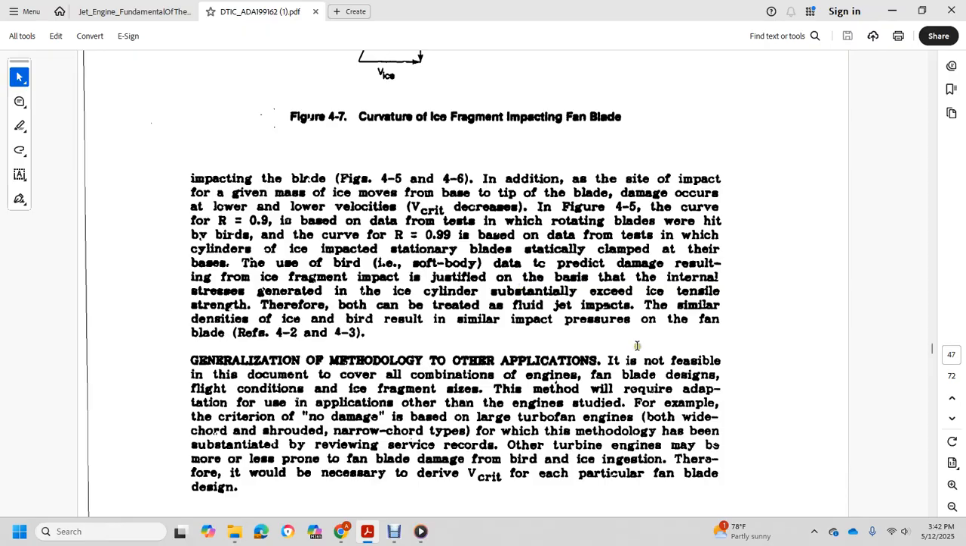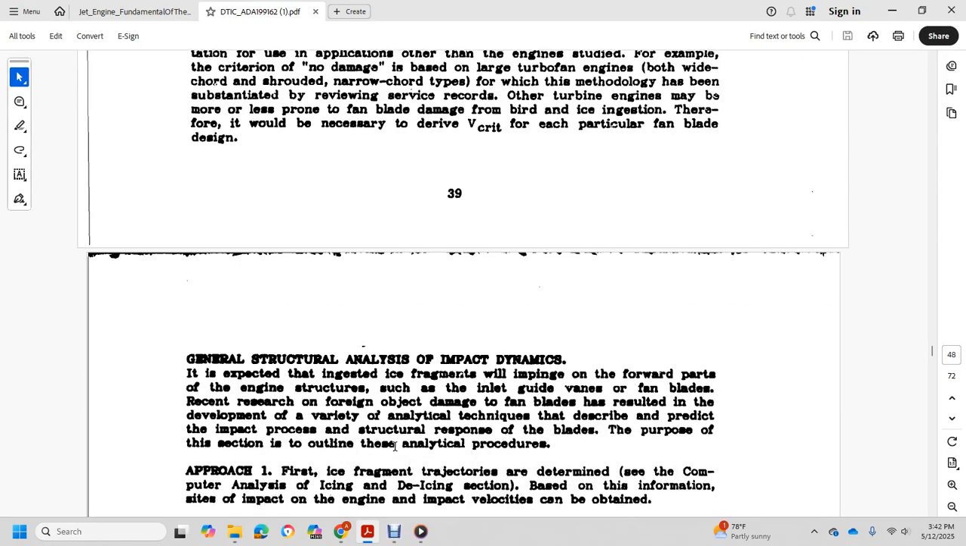Generalization of methodology. Other applications are not suitable, as this document does not cover all combinations of engine fan blade and design flight condition of the ice fragment, so the method requires adaptation for use in the application for the engine study. For example, the criteria for the known damage base for large turbofan engines with wide chord or shrouded narrow chord types, for which the methodology has been substantiated by reviewing service records, may for other turbine engines be more or less prone to fan blade damage from bird and ice ingestion, and therefore it would be necessary to derive the velocity for each particular fan blade design.